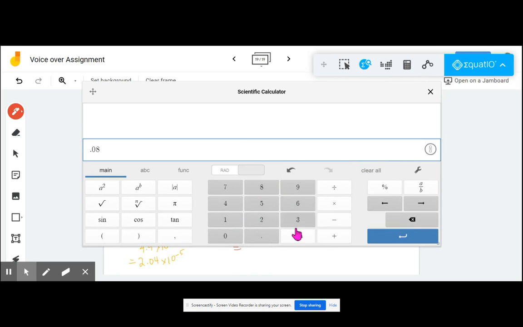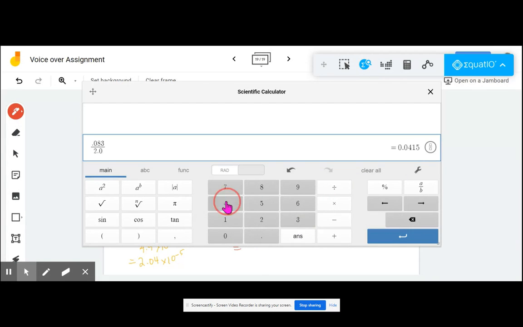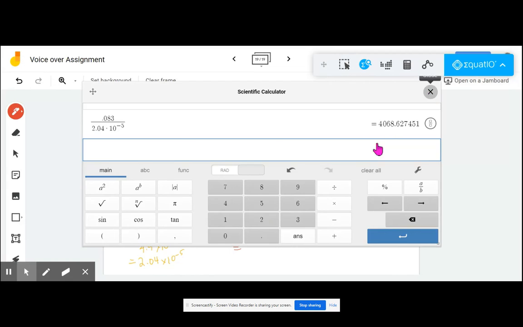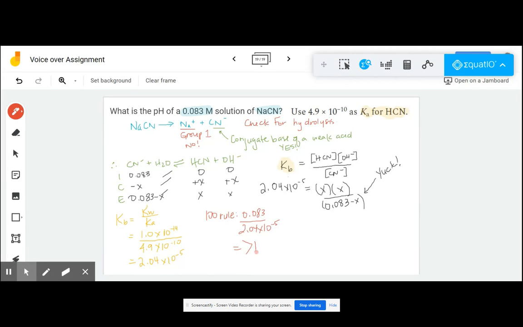So you do the 0.083 divided by the 2.04 times 10 to the negative 5, and then that will give you a number, and this one is way over 100, so you can take out that x, which will make it much easier to solve.